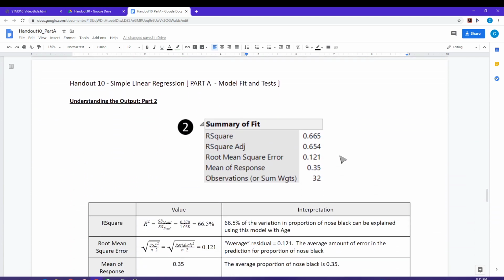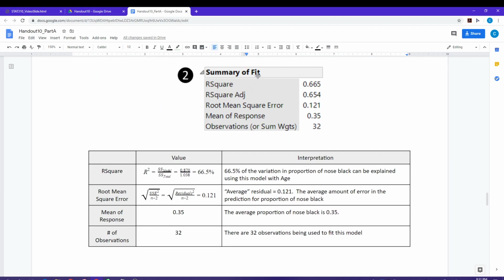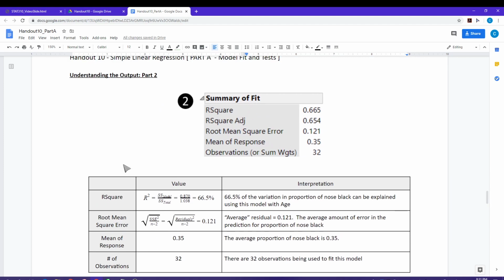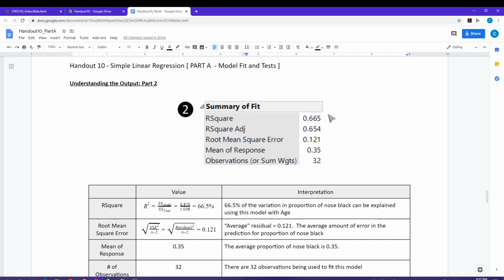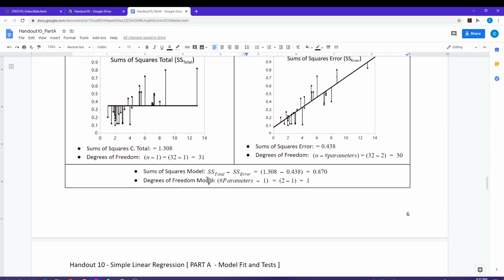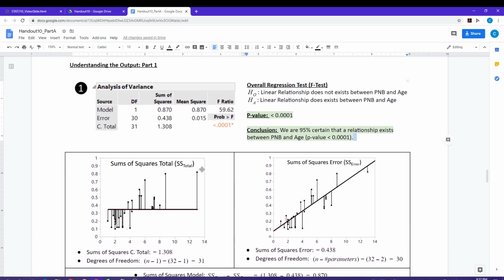How about part 2 of the output? Part 2 of the output is the summary of fit part. The R squared is an important quantity that we use for determining how well our model is doing. The R squared is simply the proportion of variability in the model. The model part here is just identifying how much of the sums of squares is being taken up by the model. In this particular case, that is 0.87.